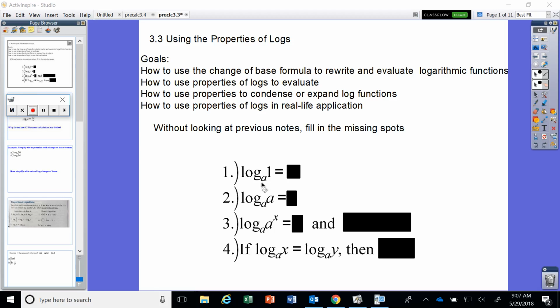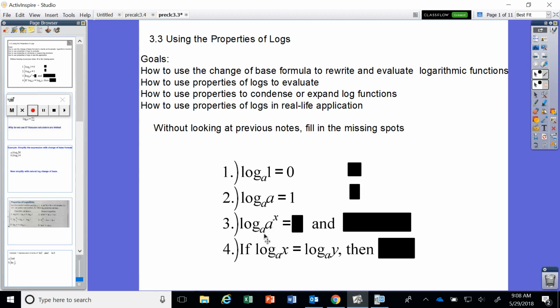Log base A of 1, hopefully you remember that as being 0, because the only way to get 1, remember, is A to what number equals 1? What about log base A of A? Once again, A to what number equals A? Hopefully you remember that being 1.